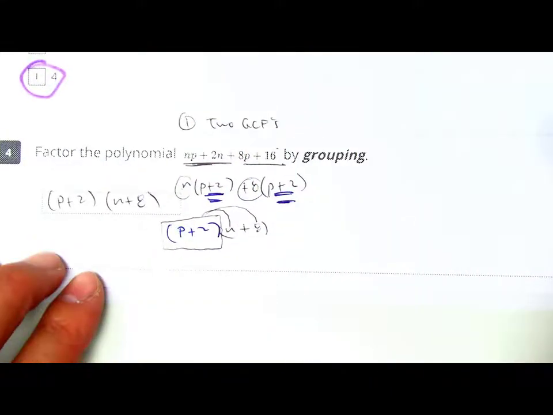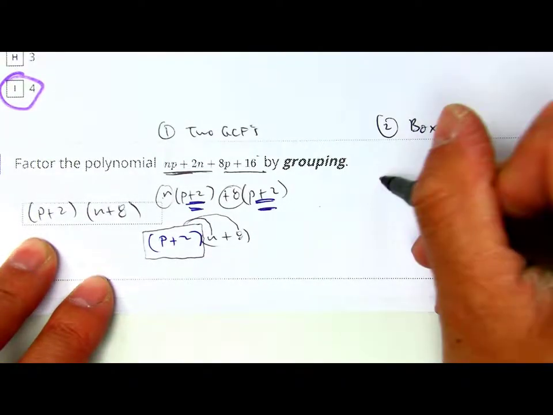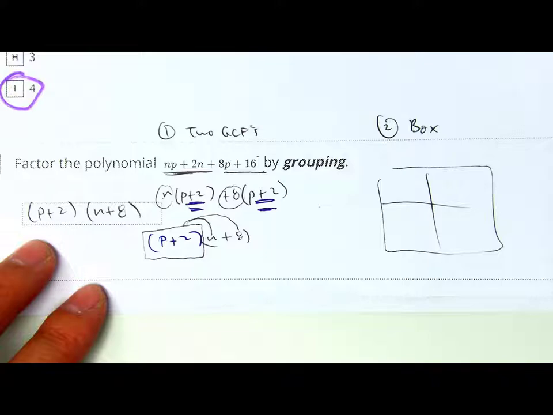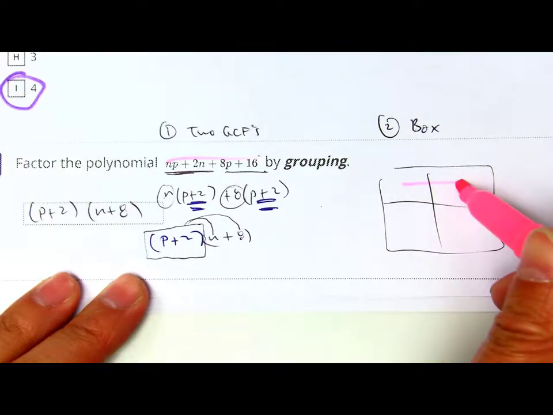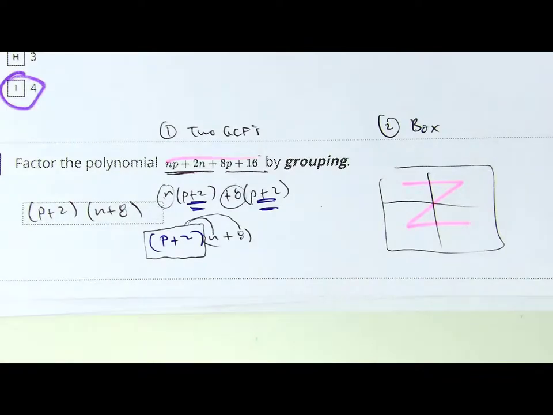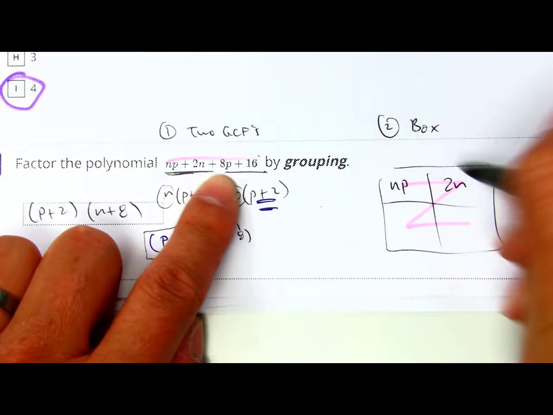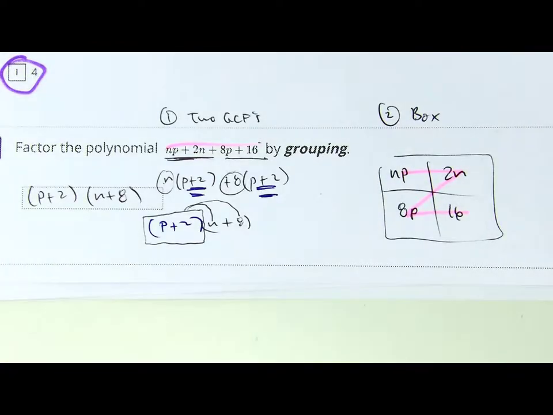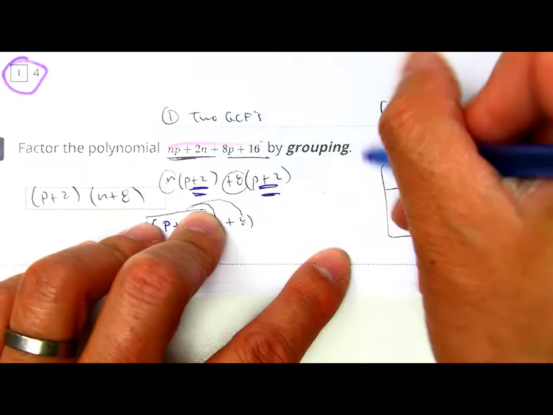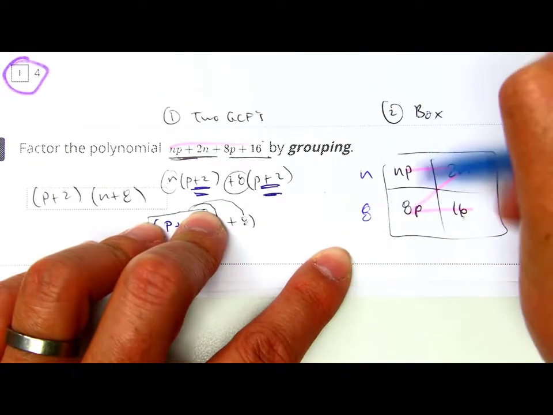Another way of doing this one is called the box method. What you need to do is put this in like a Z. So np, 2n, 8p, 16. We just take out the greatest common factor here. I have an n, I have an 8, I have a p here, and I have a 2.